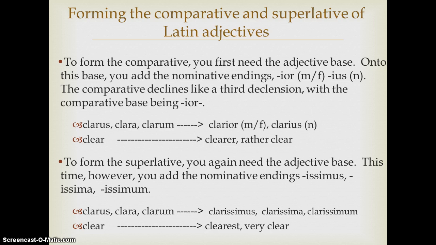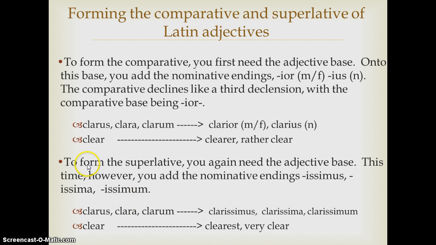Okay, so how do you form the comparative and superlative for Latin adjectives? Well, in order to do the comparative, you need to find the adjective base. Onto this base, you add the nominative comparative endings IOR for the masculine and feminine and IUS for the neuter. Comparative adjectives decline like third declension nouns with the comparative base being IOR. Okay, so for example, clarus, clara, clarum, which means clear, will translate into the comparative as clarior, a clearer man or a clearer woman, or clarius, a clearer thing. And again, clarior and clarius can translate clearer or rather clear.